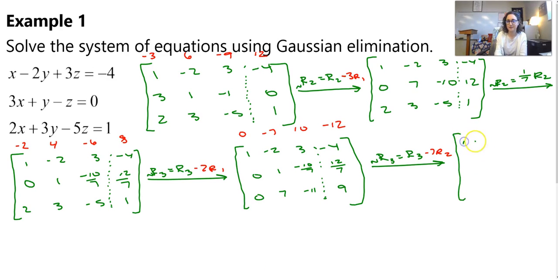So keeping row 1, keeping row 2, now for row 3, I'm going to add the red to my old row 3. Okay, so 0 plus 0 is 0. -7 plus 7 is 0. 10 plus -11 is -1, and -12 plus 9 is -3.